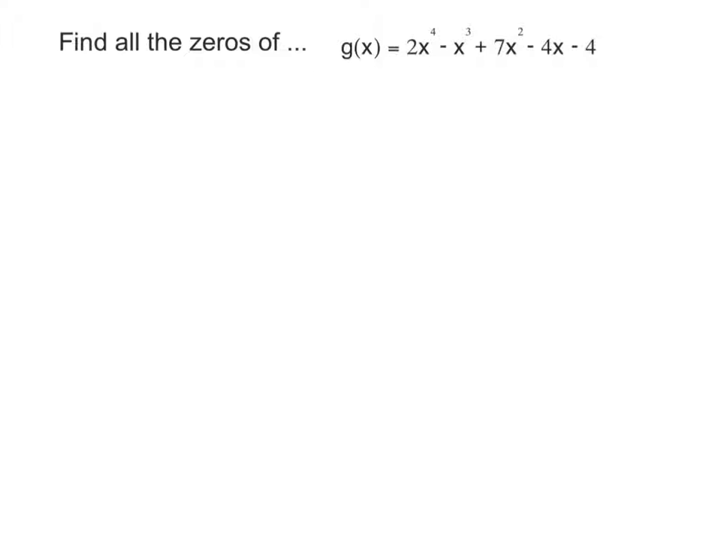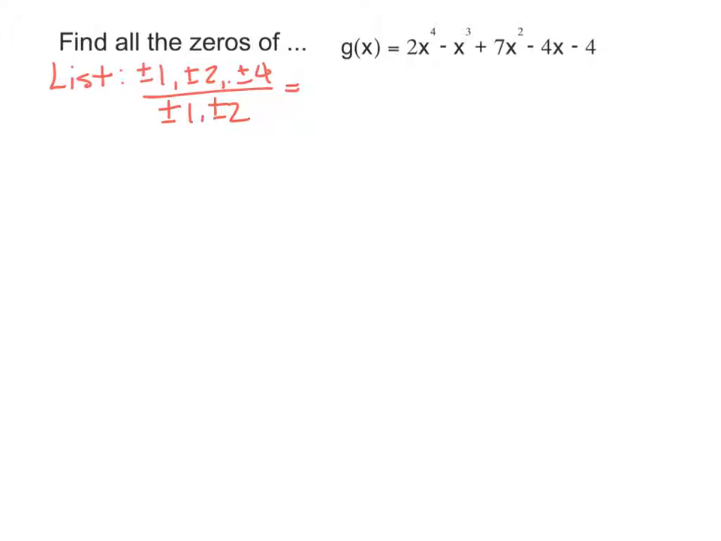Let's do one more. This time with g of x being 2x to the fourth minus x cubed plus 7x squared minus 4x minus 4. First, we're going to come up with our list of all of our possibilities. The first one, coming from this 4, is going to be plus or minus 1, plus or minus 2, plus or minus 4. Those are all of our possible numerators. The denominator is going to be factors of 2. So that means we'll have plus or minus 1 or 2.